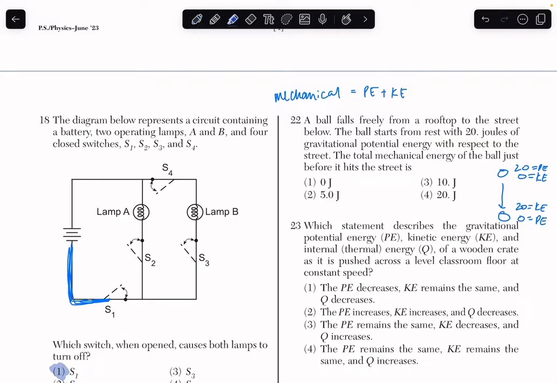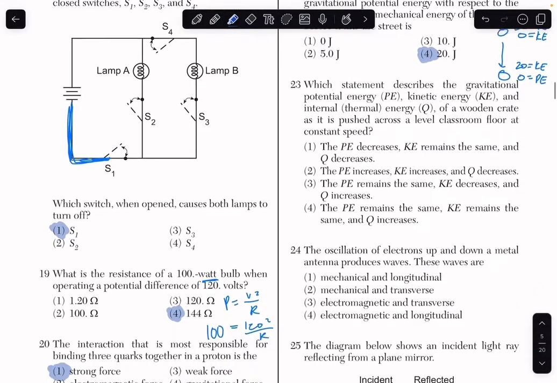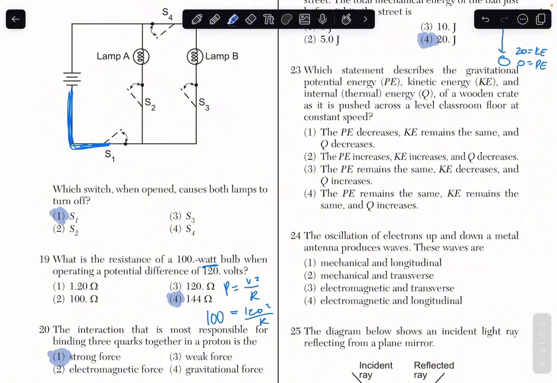So the mechanical energy, though, it's just PE plus KE. So in all these situations, no matter what, it adds up to be 20, because 20 plus 0 is 20. So 22 is 4.